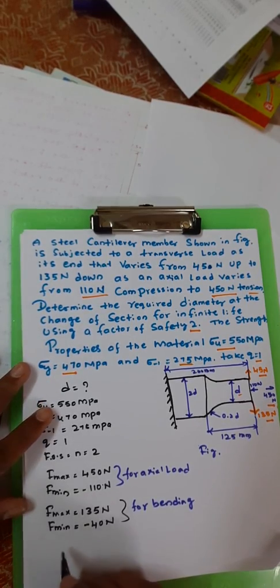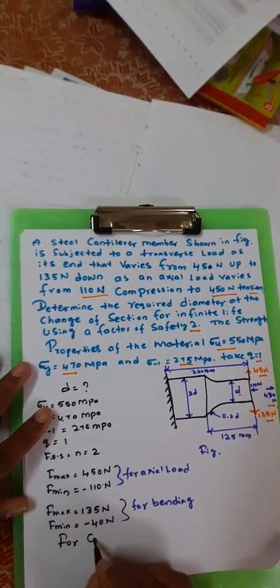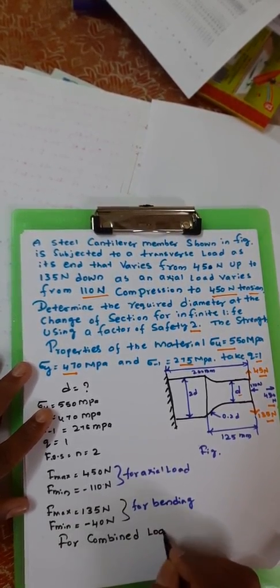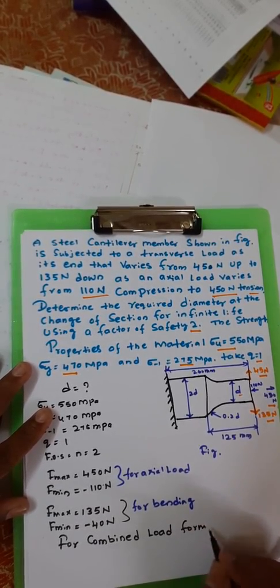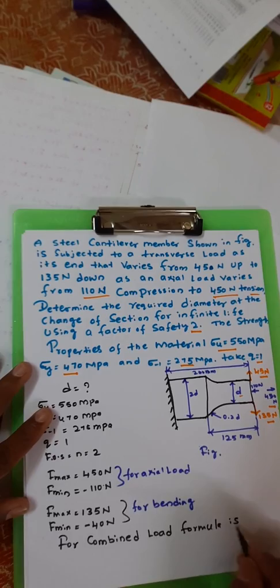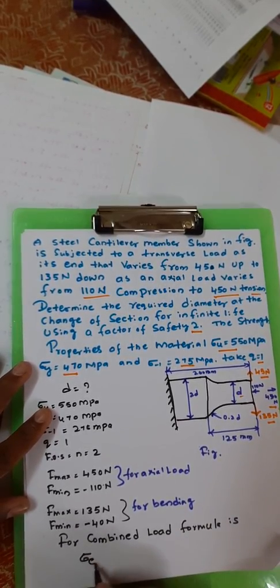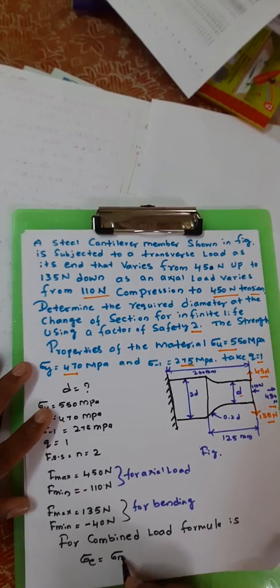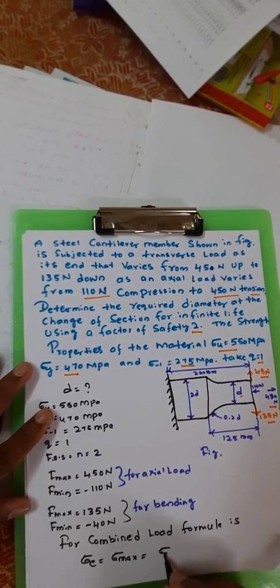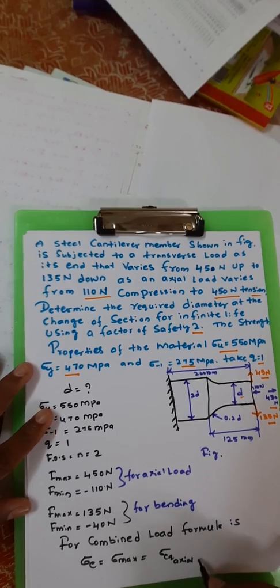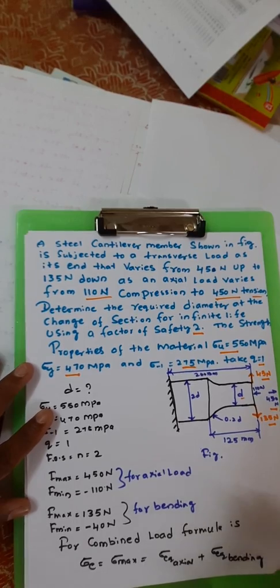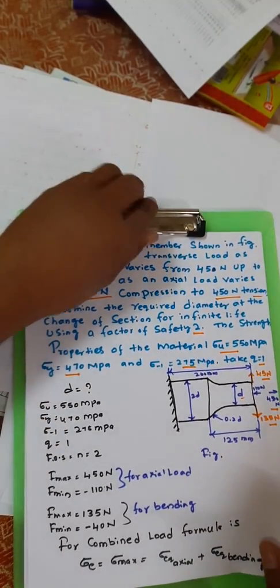Now for the combined load, the formula is sigma E is equal to sigma max is equal to sigma equivalent axial plus sigma equivalent bending. So this is what we need to find out. This is the equation.